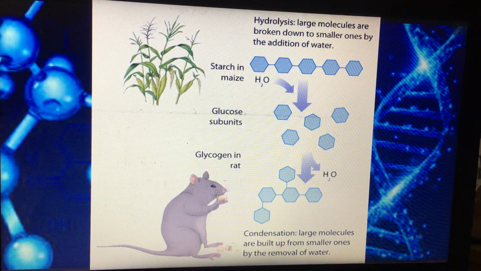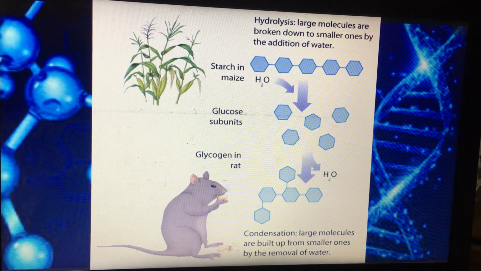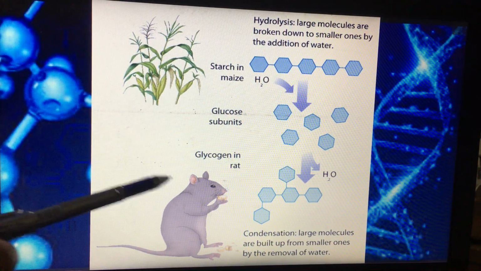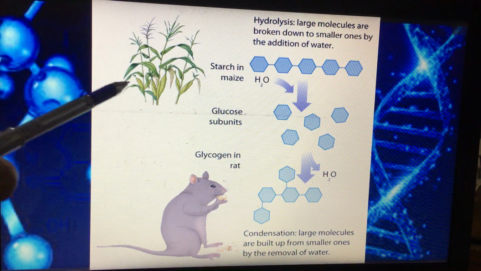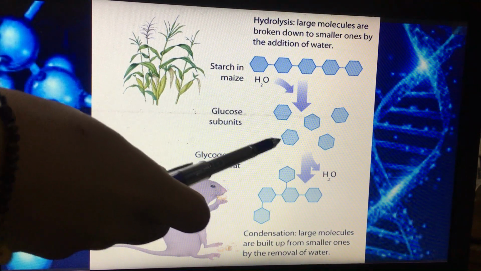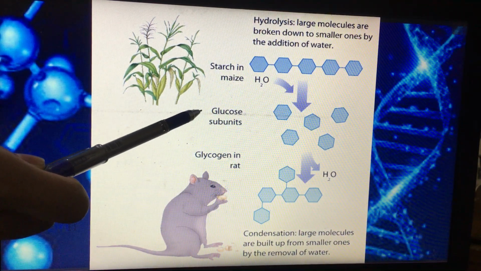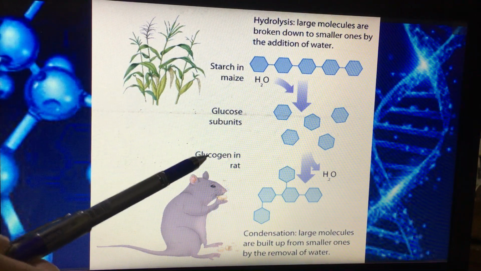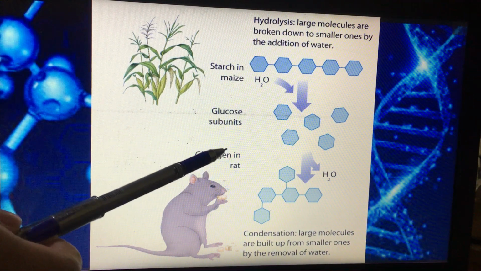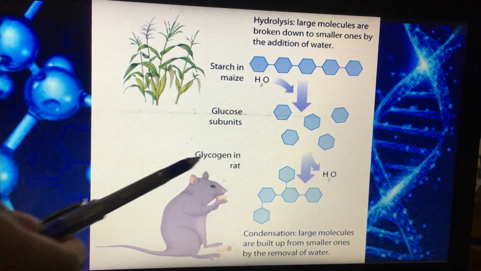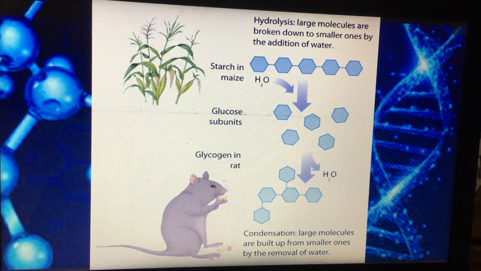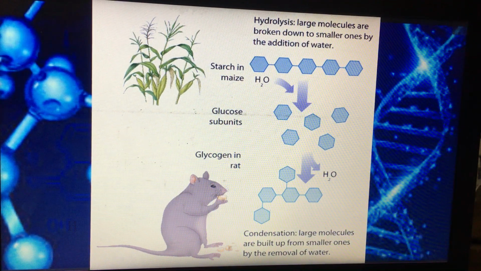The first one, hydrolysis, is where large molecules are broken down to smaller ones by the addition of water. And the second process, condensation, is where large molecules are built up from smaller ones by the removal of water. Again, when the rat eats the maize, the starch in maize will break down to smaller molecules. Those smaller molecules are called the glucose subunits. So when glucose subunits are built up to produce glycogen, this process is called condensation. So as you notice, hydrolysis and condensation are opposite processes.